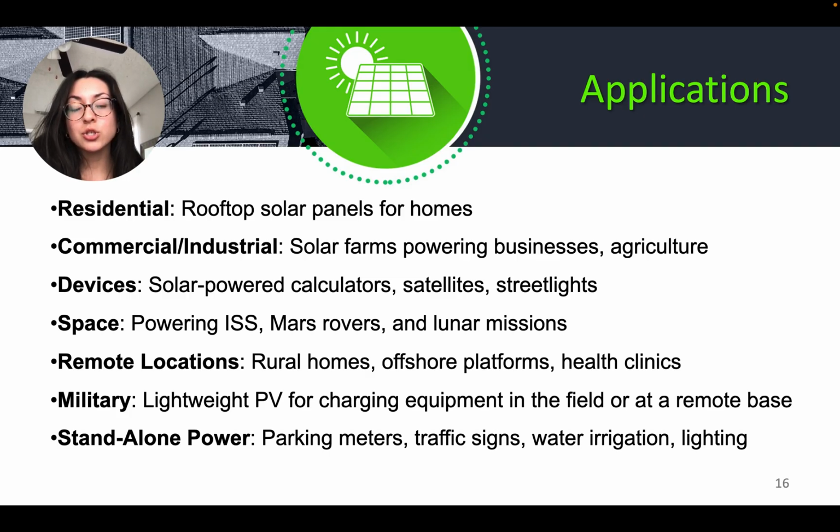It's also important in more remote areas like rural villages or offshore platforms where access to the grid isn't possible. Also, the military uses lightweight panels in the field to charge equipment, so solar panels also help with that. And finally, solar is great for standalone systems such as parking meters, traffic signs, and irrigation setups that need power but aren't connected to the grid.